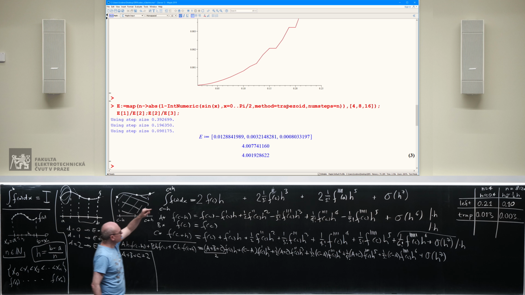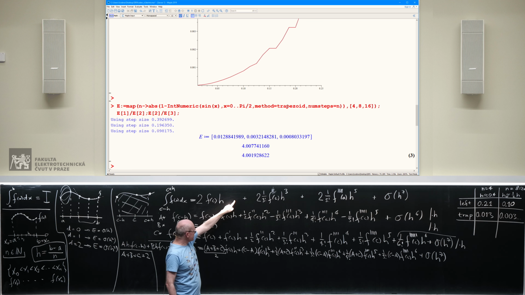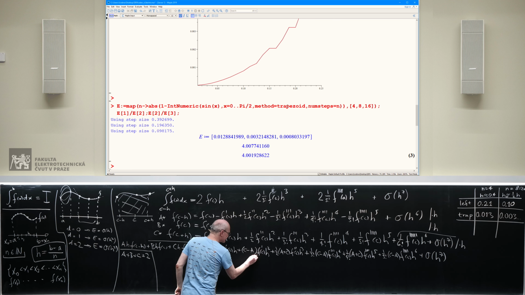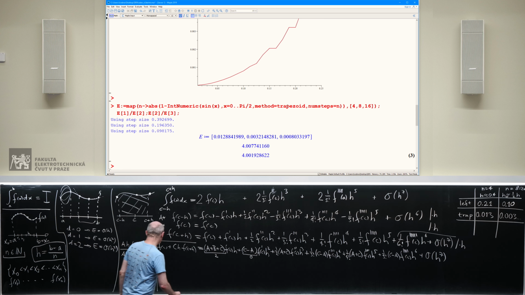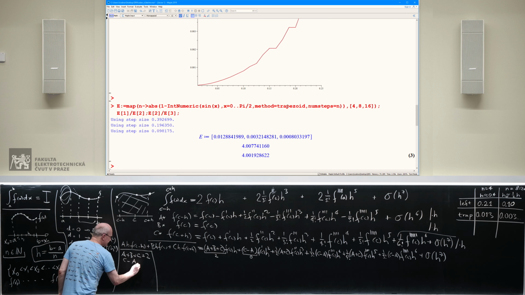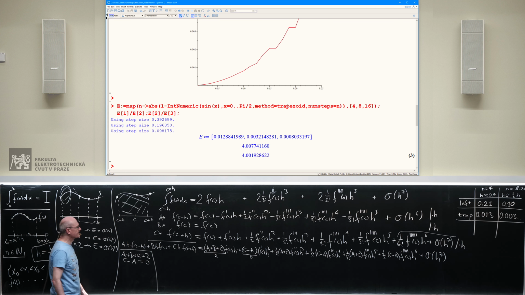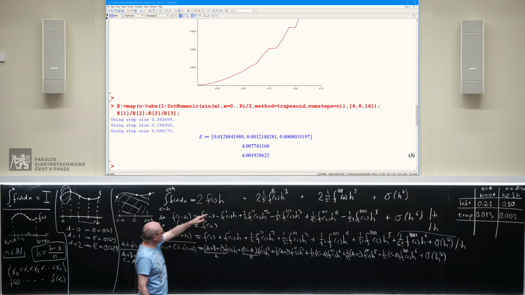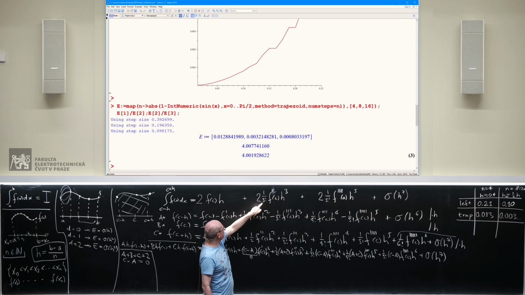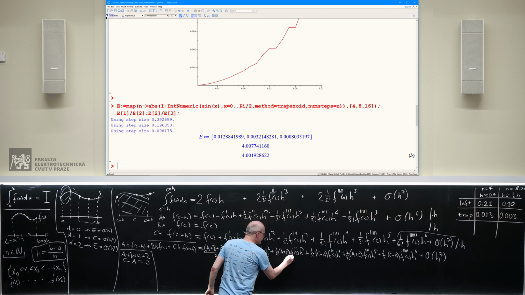Okay. h squared is missing here, but not here. So this term must be 0. C minus A must be 0. Okay, the next term is the cubic one. I want 2 over 3 factorial, which is 1/3, by the way. So I want this baby to be 1/3.